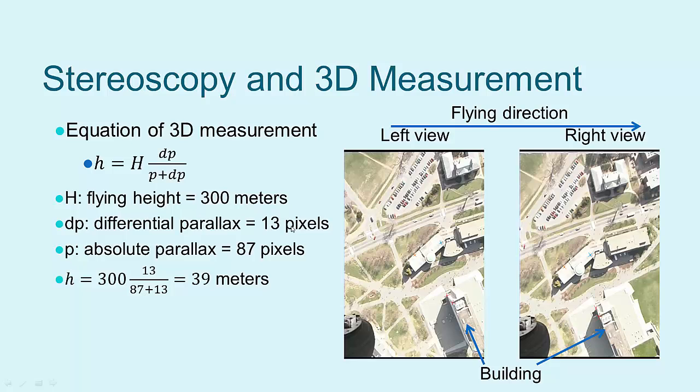dP is the differential parallax, the difference of displacement of the top and the base of an object. P is the absolute parallax. It is the displacement between the principal point and the conjugate principal point. So we can follow this equation to compute building height, which is 39 meters in this image.